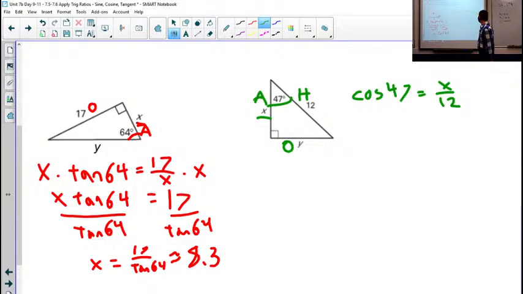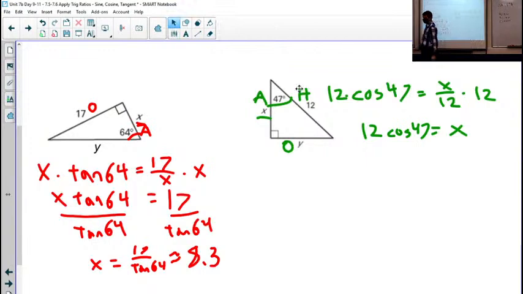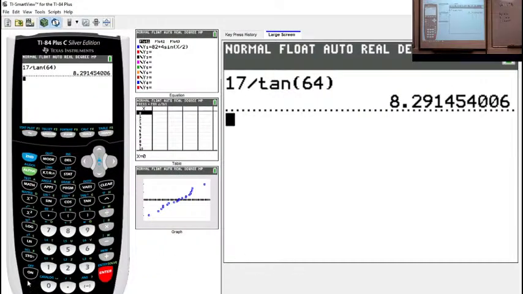So we're going to solve. Get rid of the fraction by multiplying by what's on the bottom. So what's on the bottom here? It's 12. So we're going to multiply by 12 on both sides to get rid of my fraction. And good news, that just leaves x by itself, so we have solved for it. 12 cosine of 47. So on the calculator, 12 cosine of 47.